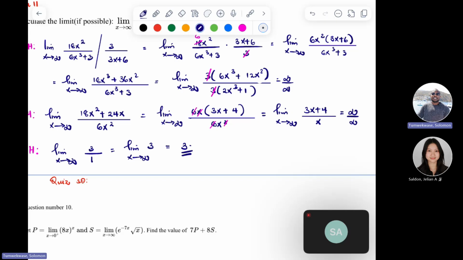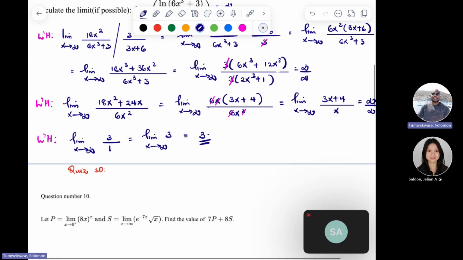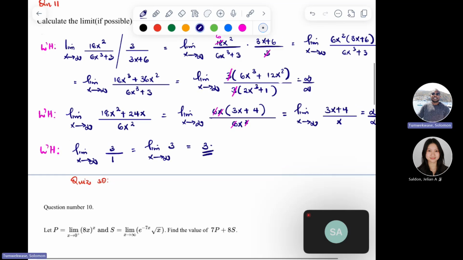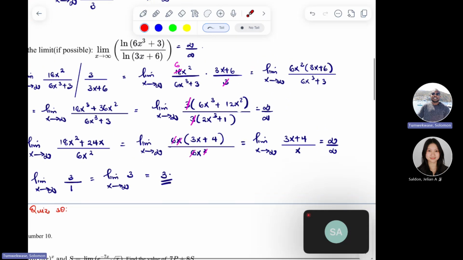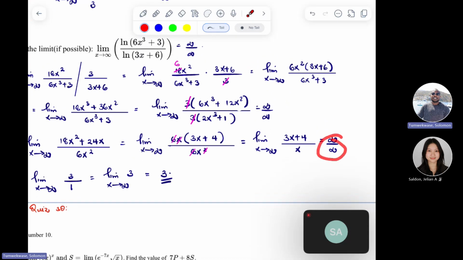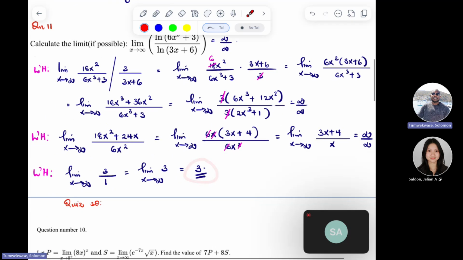So the whole point is you can see that we take L'Hopital's rule until these indeterminate forms disappear completely and you're able to get a nice limit.